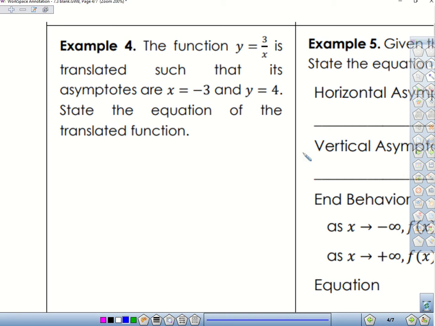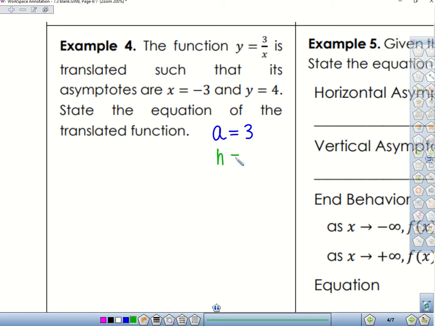So, looking at this function right here, is this the reciprocal parent function? No, not quite, because the main difference is the a value is different, right? What's the a value in this parent function? 3. Good. So my a value is actually 3 in the original function. So it's similar to the parent, but it has a translation in the factor of an a being 3. Okay? So now that we have that, we're going to determine the h and the k.